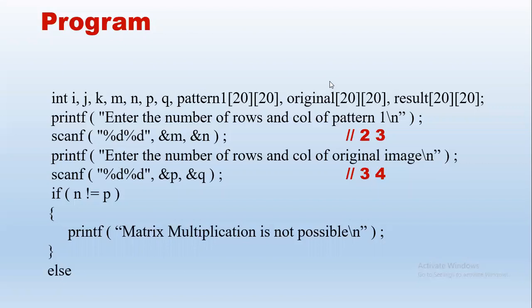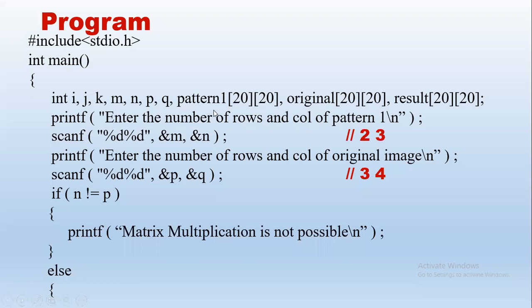So here we will continue the first part. So now we can multiply. What is the next step? We see that we take input values for M and N for pattern 1, pattern, and then original. We have to take input for these 2 matrices.